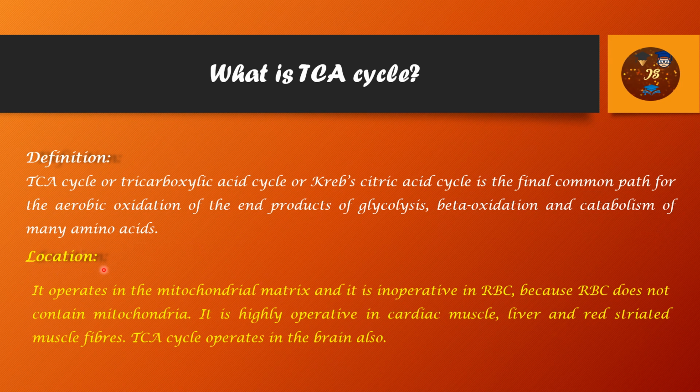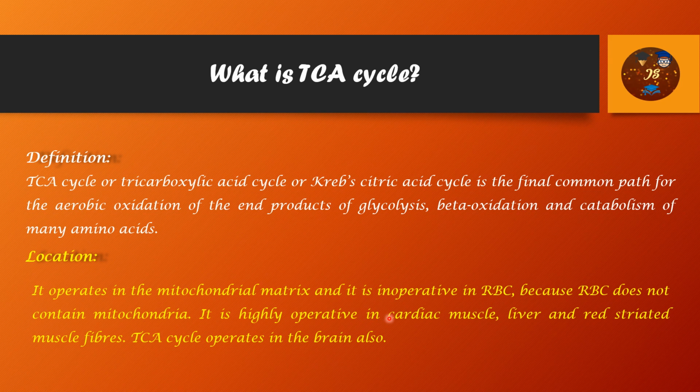Now, what is the location of the TCA cycle? Where does it actually occur? It operates in the mitochondrial matrix and it is inoperative in the RBC. So the main location of the TCA cycle is the mitochondrial matrix, and it is not operative in the RBC because RBC does not contain mitochondria. So those parts of our body which do not contain mitochondria will fail to operate the TCA cycle.